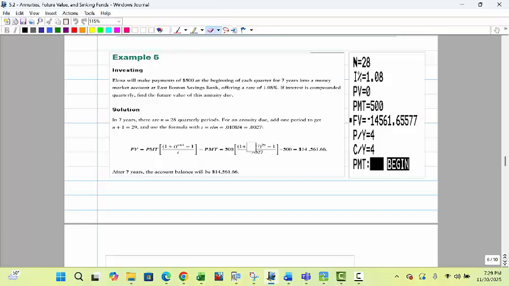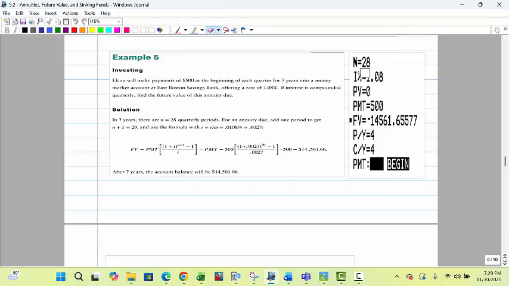And the exponent is 29 because it's 4 times a year for 7 years, which makes 28. And then you add 1 to that according to the formula. So 28 plus 1 makes it 29. And then the interest is 1.08%, which is 0.0108 divided by 4. So it's showing you where the 0.0027 is coming from. And then we get 14,561.66.